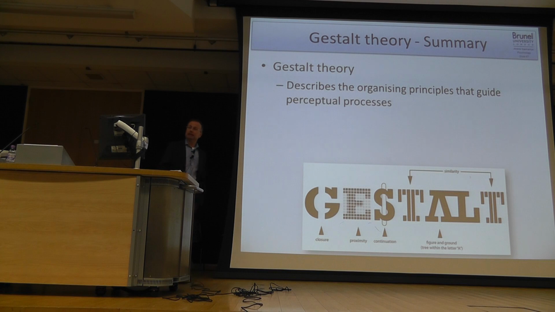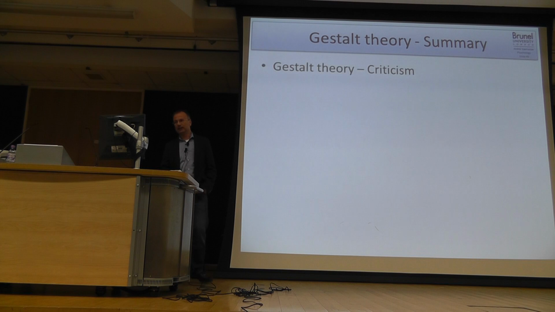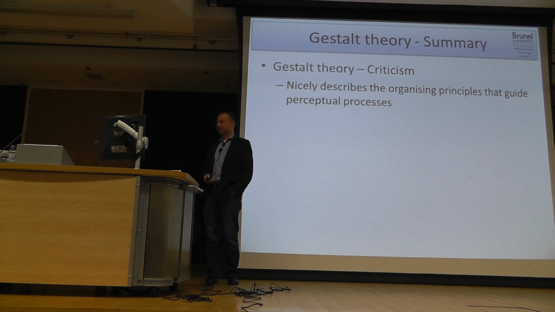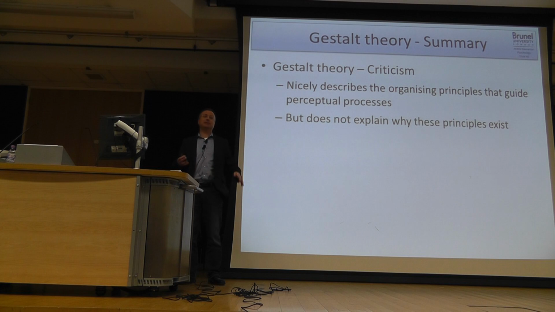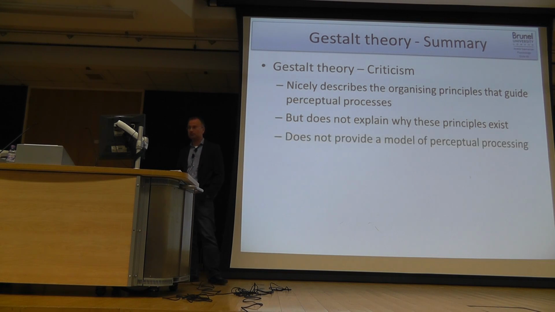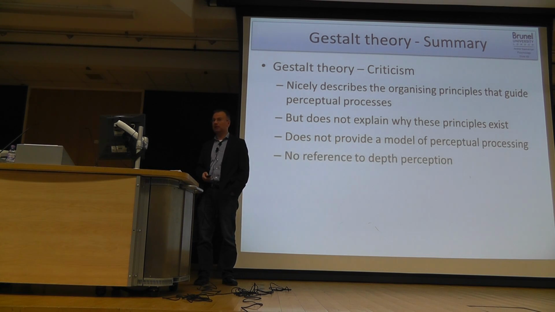Okay, so to summarize, Gestalt theory describes the organizing principles that guide our perceptual processes. And the principles we have spoken about are proximity, similarity, closure, symmetry, continuity, and figure-ground segregation. The criticism, as I already mentioned, is that it describes the principles, and it does so very well, but it does not explain why they exist, how they come into place. So it doesn't provide any model or account of perceptual processing. And it doesn't make any reference to depth perception.